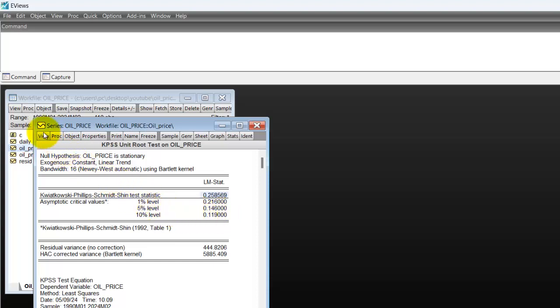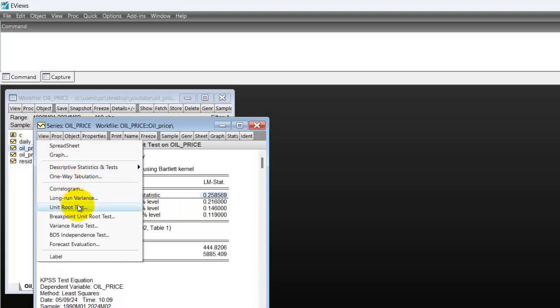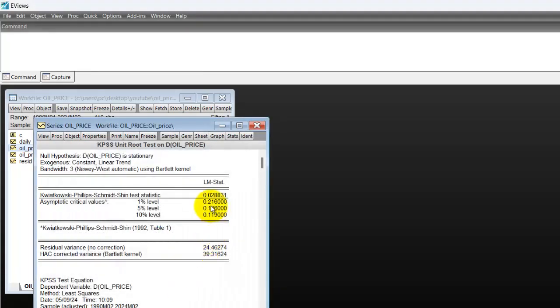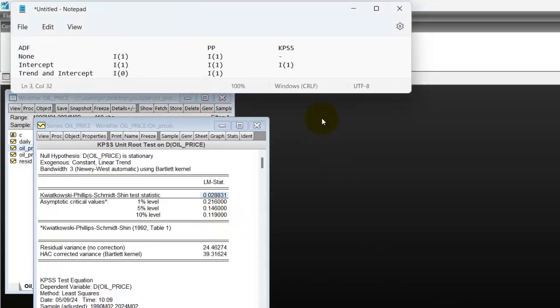Now let us check for first difference. You go to View, click Unit Root Test. Then here you take it to first difference and click OK. If you look at the test statistic for KPSS, you will notice that it is less than the three critical values. At 1%, 0.2 is less than 0.21. It's also less than 0.14. It's also less than 0.11. So based on these results, we can conclude that oil price is also stationary at first difference.